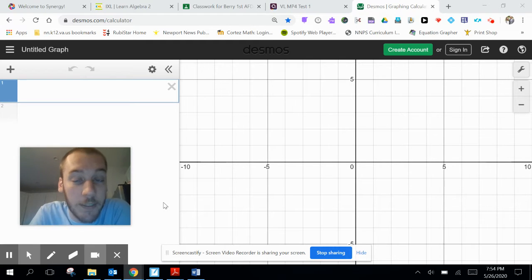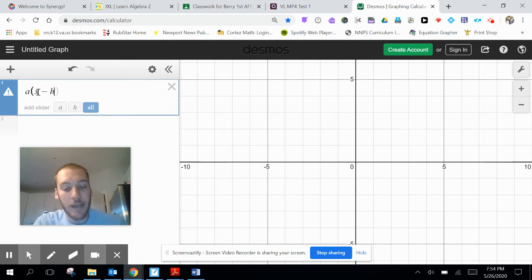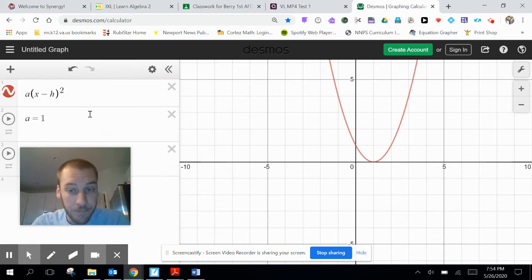Just want to explain some transformations of functions and introduce a new function, which is going to be the square root function. So we had done transformations with absolute values and parabolas. So y'all remember it's a x minus h squared. That's the one that we had done.